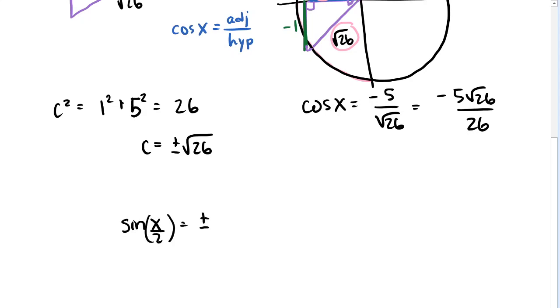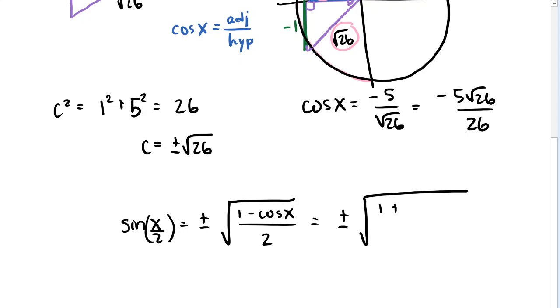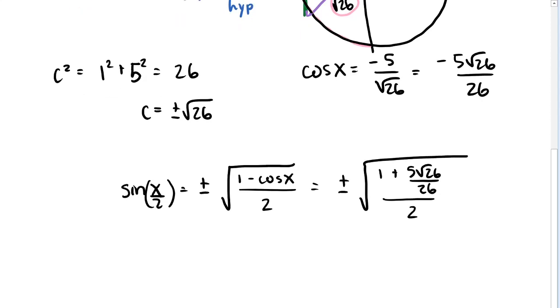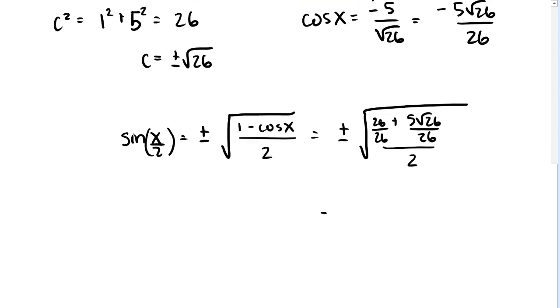It's equal to plus or minus the square root of 1 minus cosine of x all over 2. And so this is equal to plus or minus the square root of 1 plus 5 square root 26 over 26 on the second term, and then all over 2. So 1 is the same as 26 over 26. And so this comes out to be 26 plus 5 square root 26 over 26 all over 2, which makes the denominator 52.